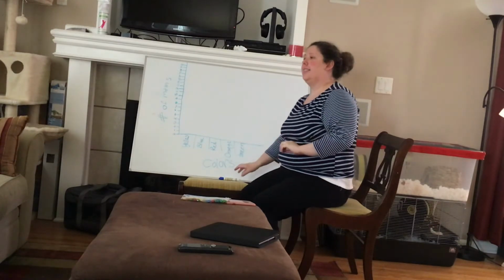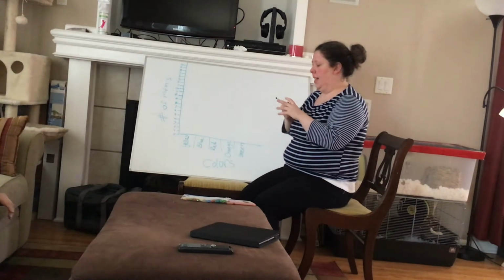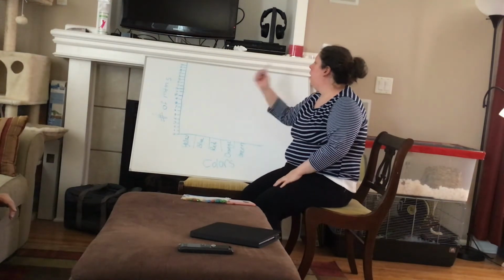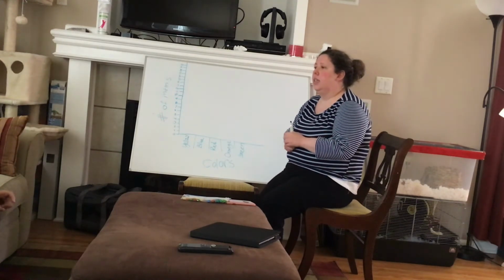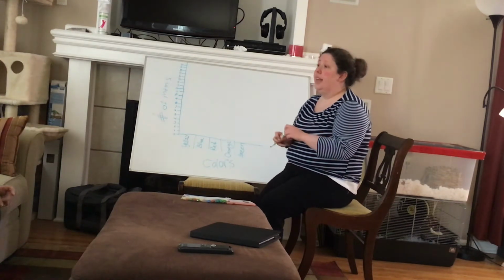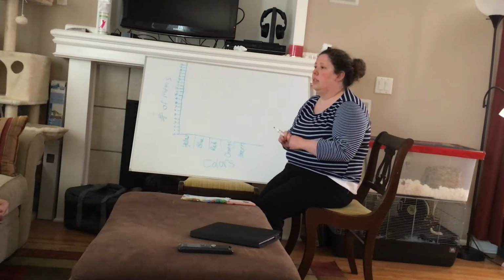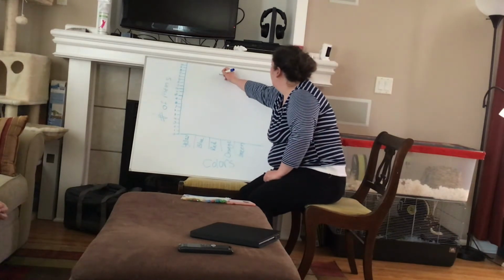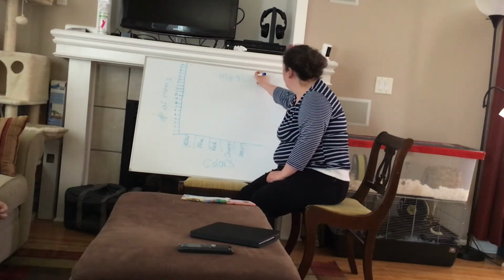Okay, so last thing we need to do to set up our graph before we start putting our data in is, what do all graphs have to have that we're missing? A label, a title, right? So what should our title of our graph be? M&M colors. Okay. And that's what we're measuring, right? The number of M&M colors.